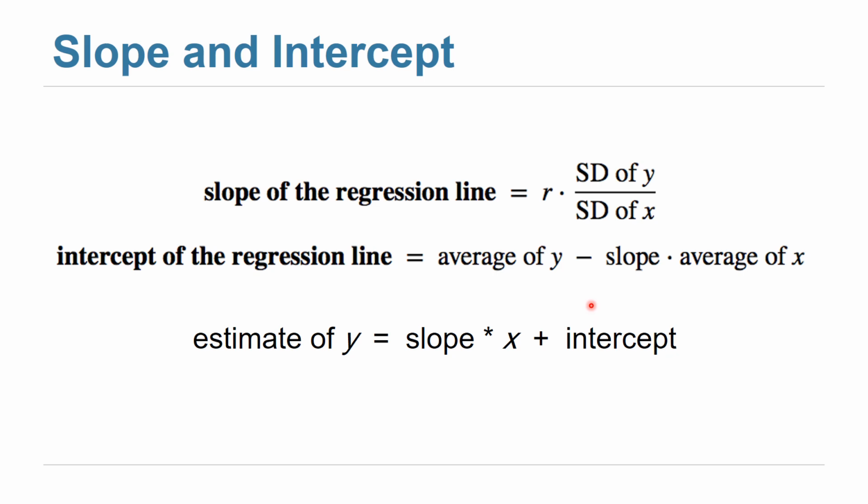Here is the summary of what we got last time. The slope of the regression line is r times the standard deviation of y divided by the standard deviation of x. And the intercept of the regression line, which is the value of y when x is 0, will be the average of y minus the slope times the average of x. And eventually, the estimate of y given the value of x will be the slope times x plus the intercept. That's the predicted value of y given x, and that's the equation of the linear regression line.